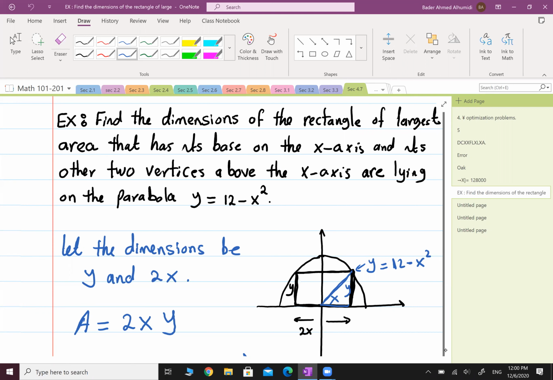We said we can also choose the dimensions to be y and x, but to make the calculation easier, I choose the width to be equal to 2x, or the length is equal to 2x.